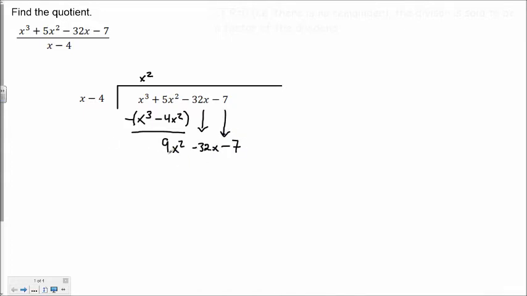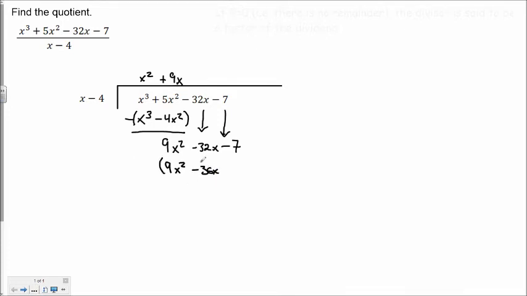And I'll repeat my process by looking again at the leading terms, 9x squared and x. What would I have to multiply my leading term of x by to get 9x squared? That would be a 9x, so I'll have to add 9x more factors of x minus 4. 9x times x gives me 9x squared. 9x times negative 4 gives me negative 36x.